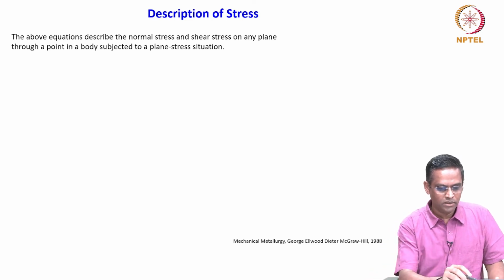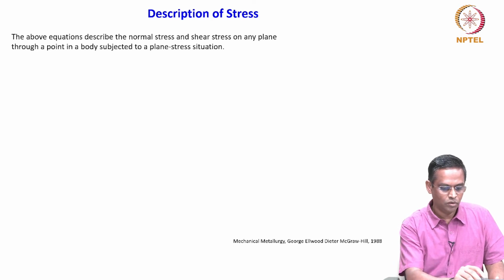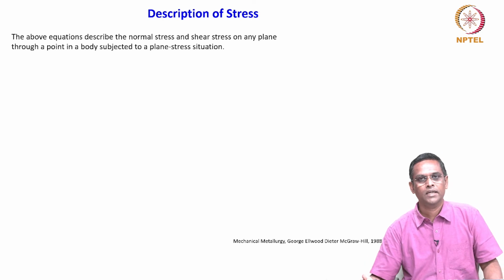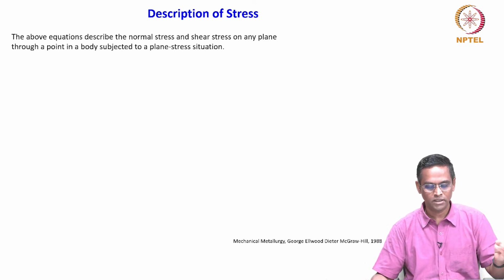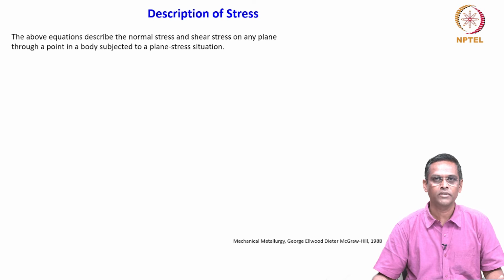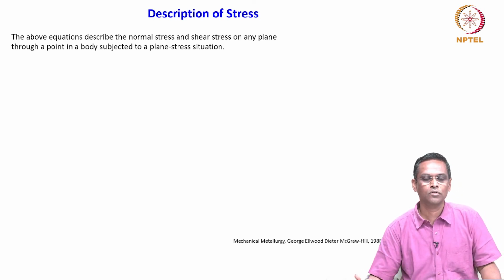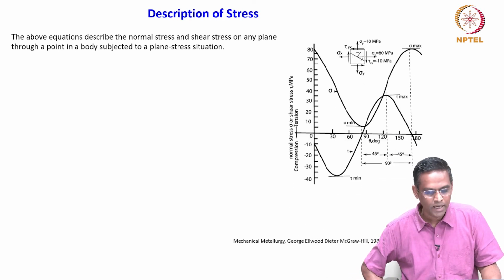The above equations describe the normal stress and shear stress on any plane through a point in a body subjected to a plane stress situation. So it is a stress transformation in 2D, or a description of stress at a point on an oblique plane in two dimensions. It is a plane stress situation, right? We are talking about sigma x and sigma y.